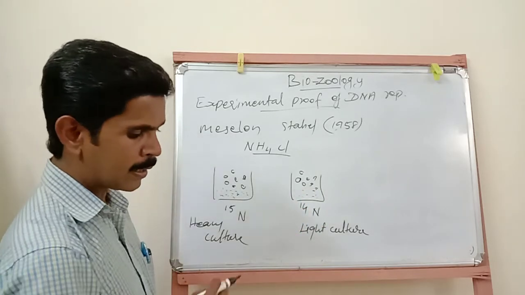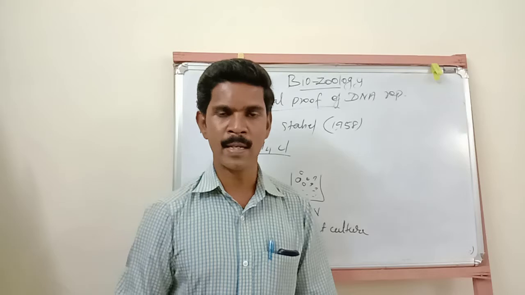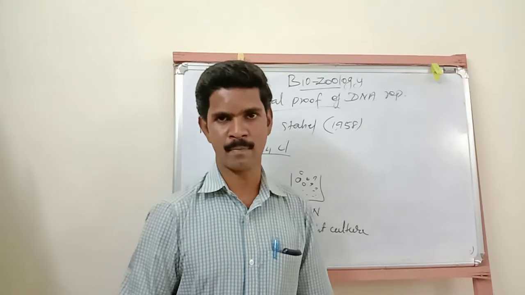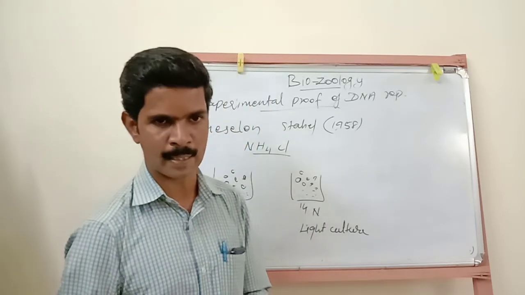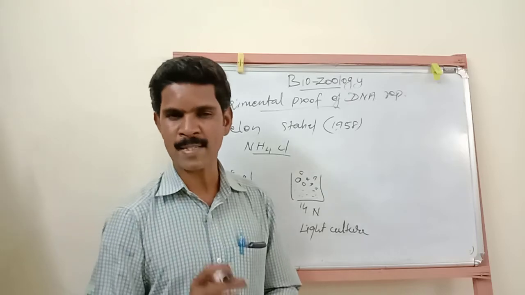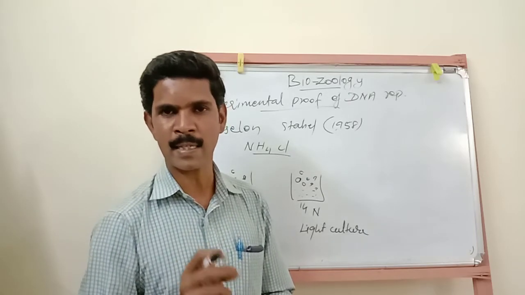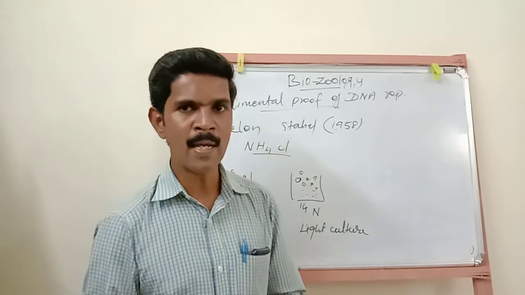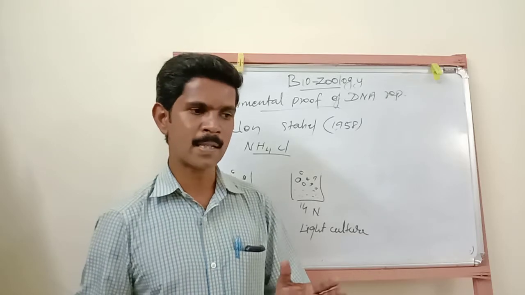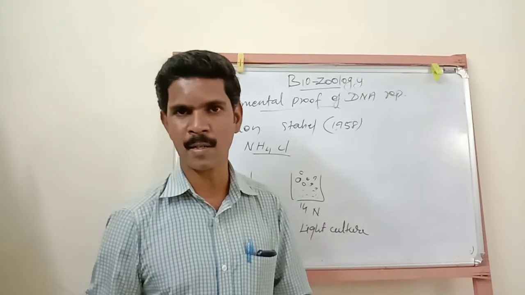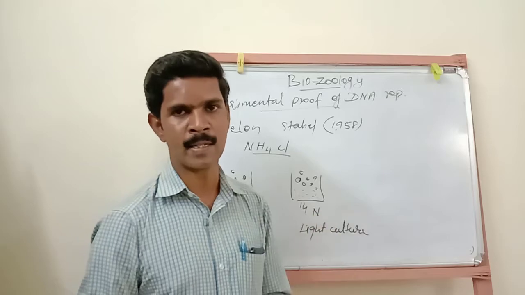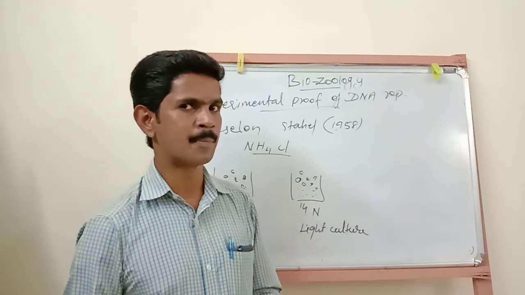Here the heavy DNA and light DNA can be differentiated or distinguished by using a technique. The name of this technique is the cesium chloride density gradient technique. This technique can distinguish the heavy DNA and the light DNA. Hope you understood all this point.